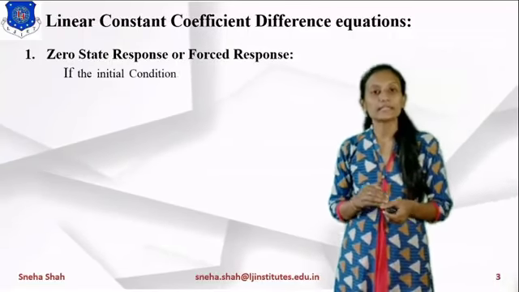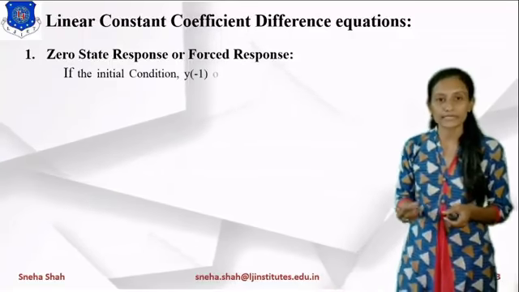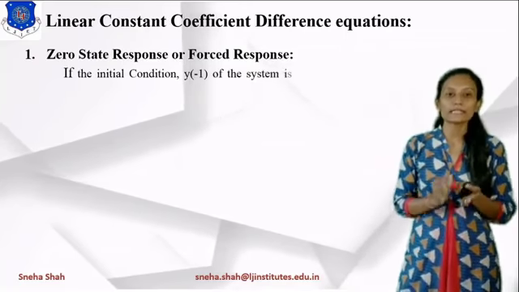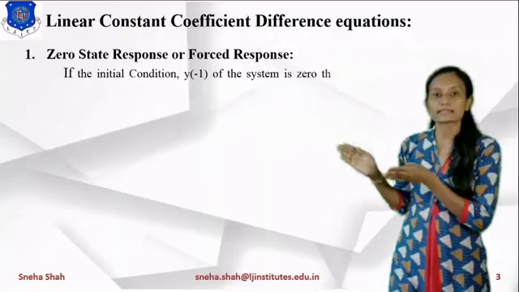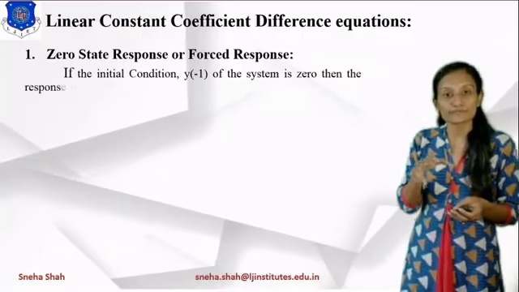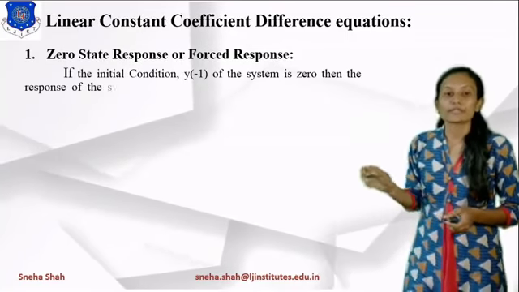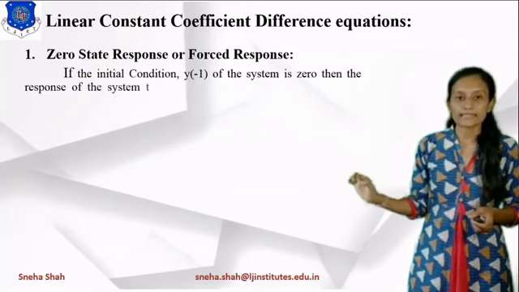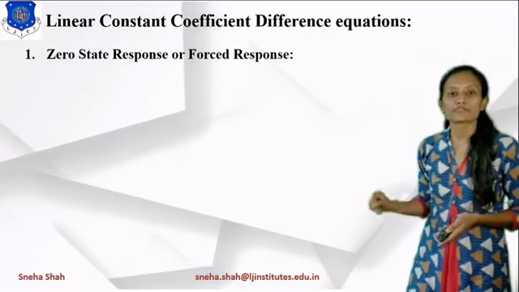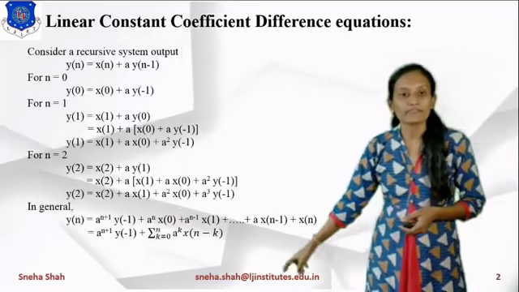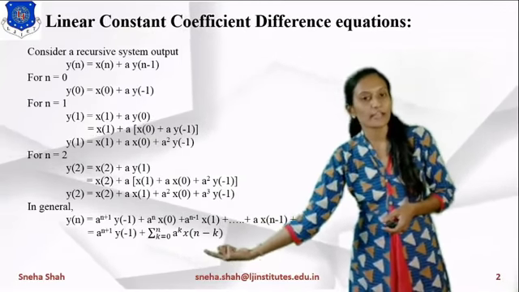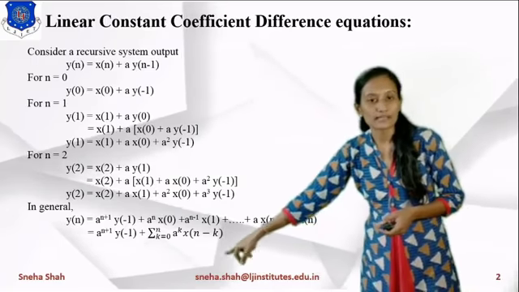So if we take the initial condition equal to 0, it means y of minus 1 of this equation equals 0. So if we take the initial condition of this system as 0, then this type of response we consider a zero state response because we have forcefully set it to 0. So if the initial condition of any system becomes 0, then it is represented as forced response or zero state response. So from this equation you can see that if we take the initial condition y of minus 1 equals 0, only this term will be there. So what will be the output? y of n equals this term only, right?